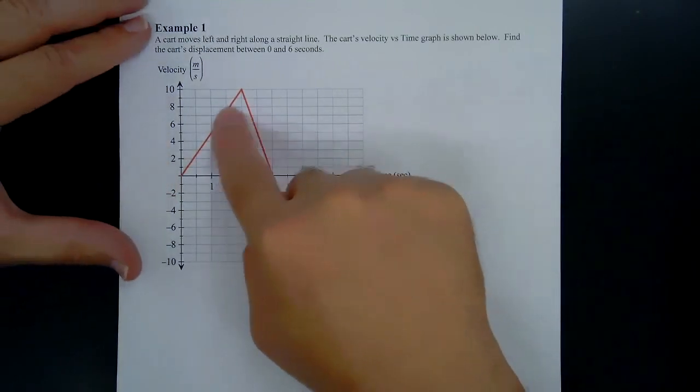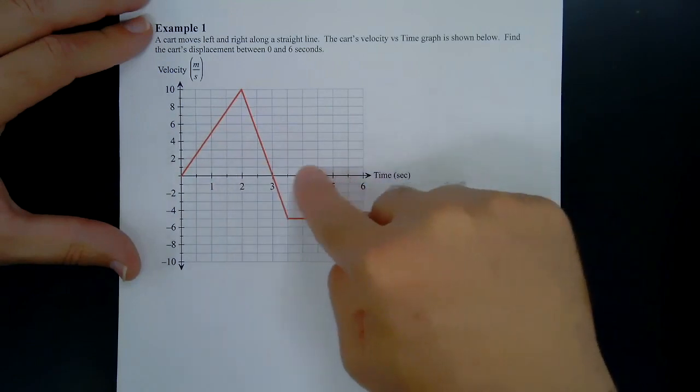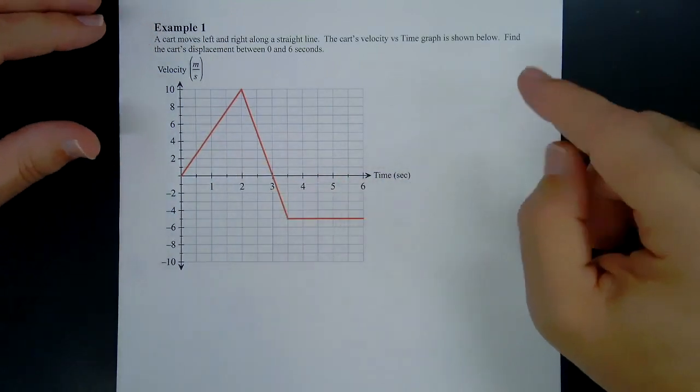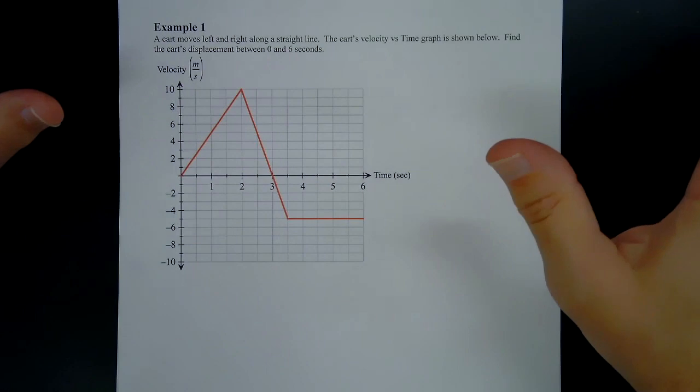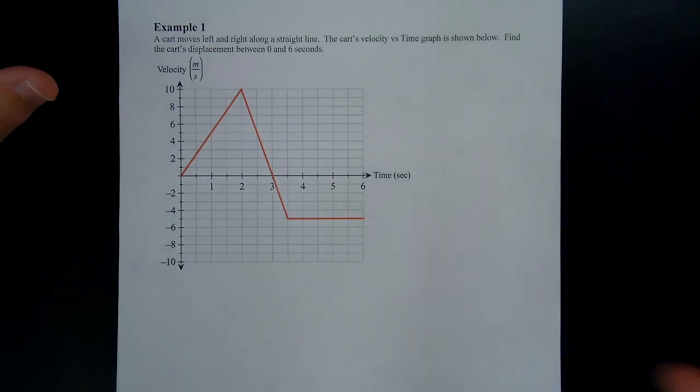So this is the amount of distance that we moved right, and this is going to be the amount of distance that we moved left. I'm going to shade this in, and then we'll start calculating displacement. So I'll be back.